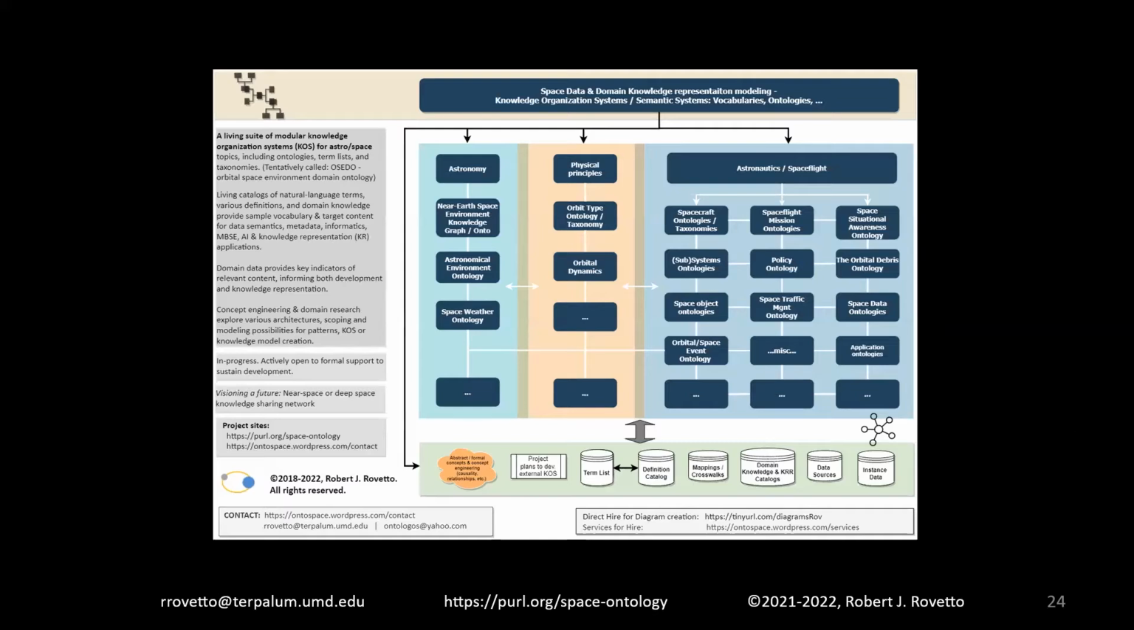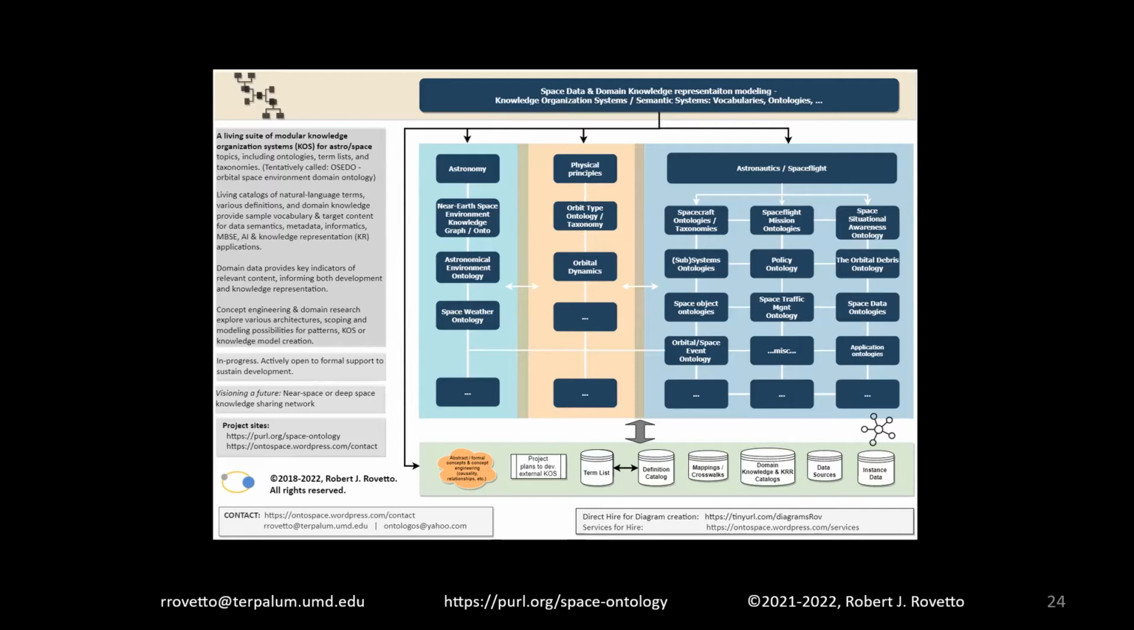So in terms of the modeling, this diagram represents a general overview of some of the tasks and the knowledge representation modeling efforts. So again, the project is aiming at a living suite of modular ontologies, as well as other forms of knowledge organization systems. I've tentatively called it the Orbital Space Environment Domain Ontology Project. And the living catalogs I just mentioned, which are natural language terms and various definitions, provide sample vocabulary and target content for the data semantics, the metadata, and related applications.